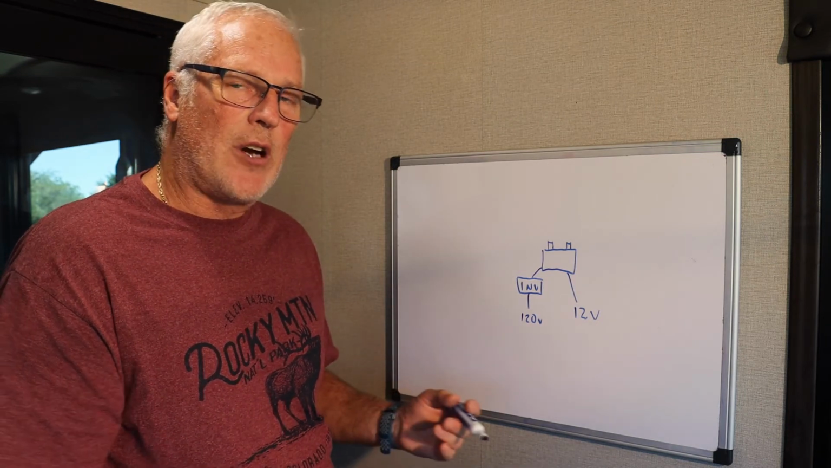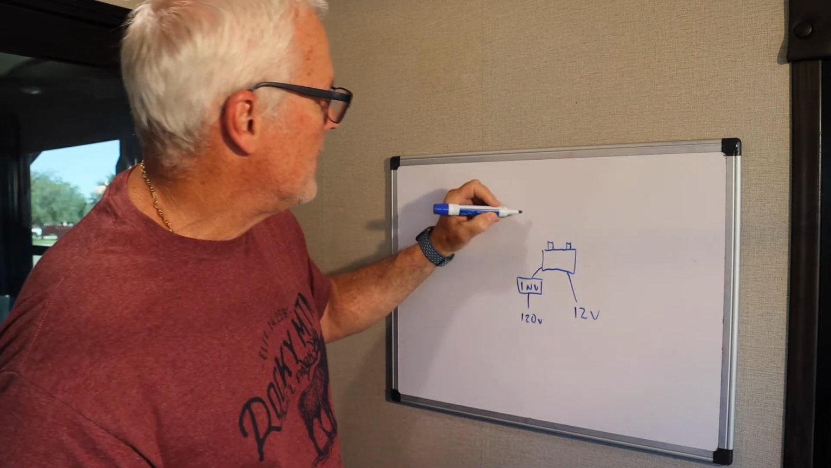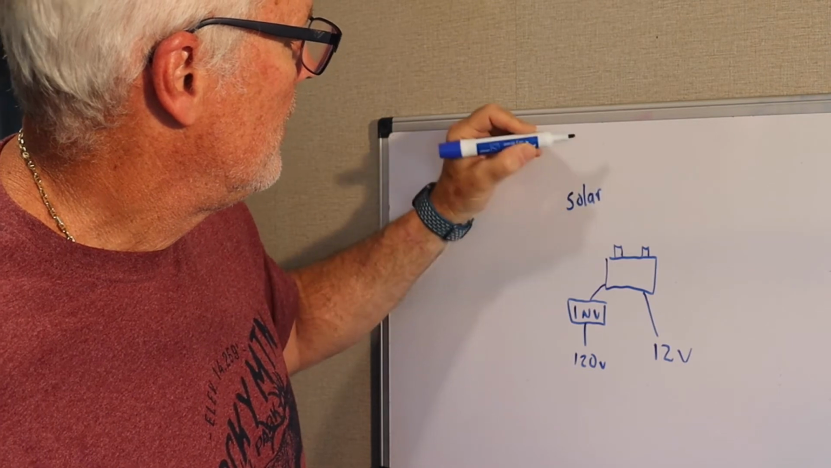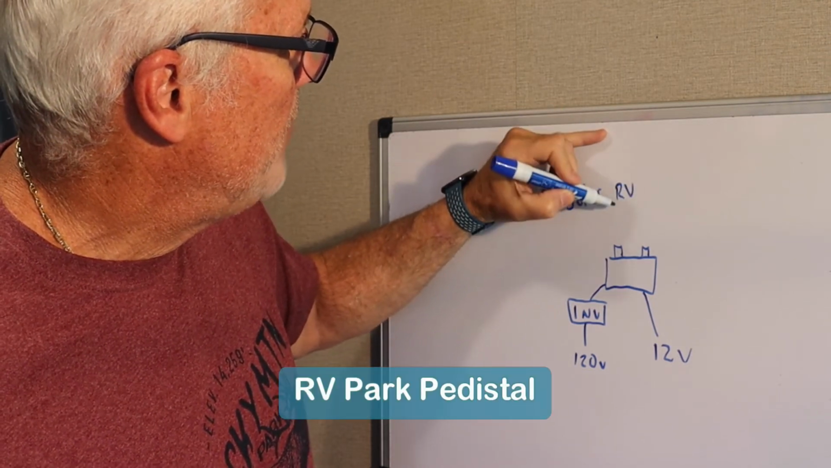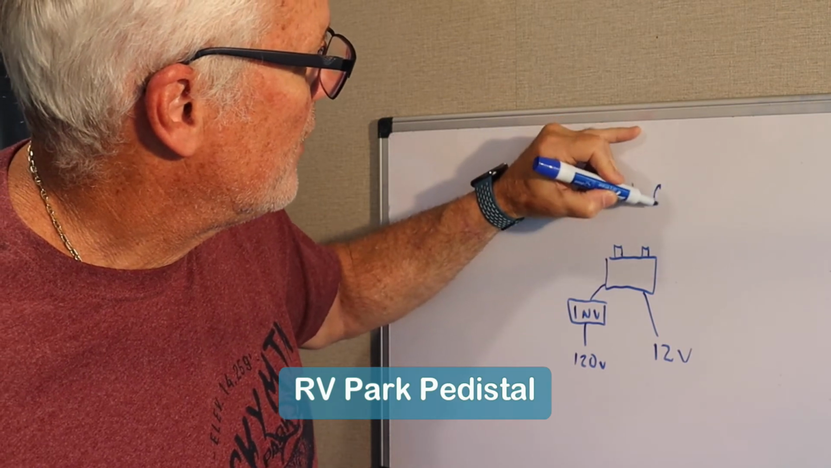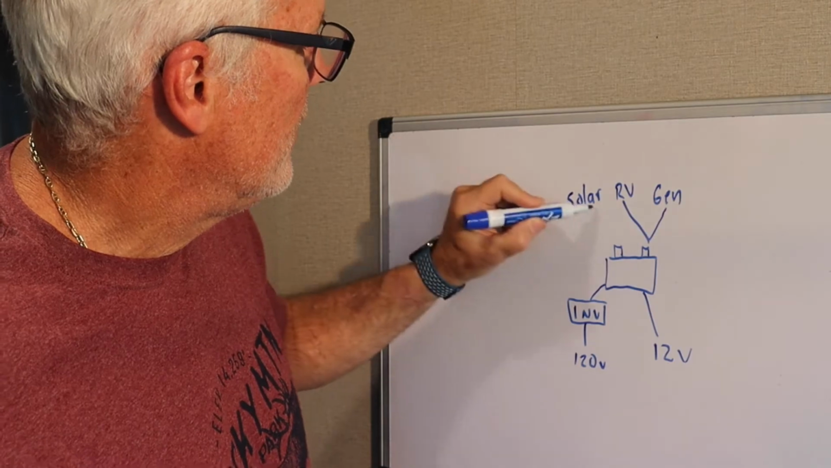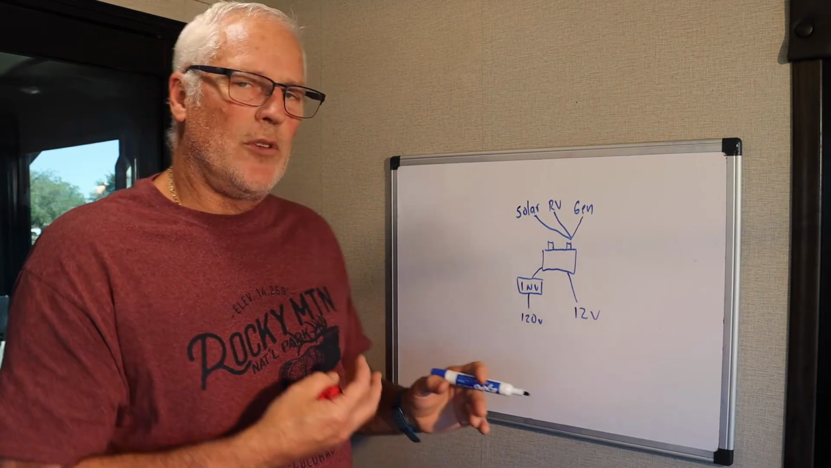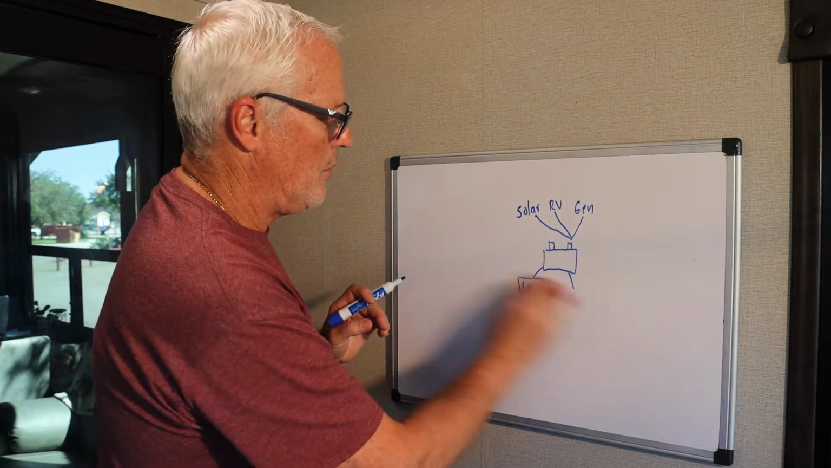How do we recharge our battery? How do we charge the battery back up? We have three ways of doing that. We have solar. We have the RV pedestal, and we also have a generator. So all three of these can be used to recharge your battery. So those are some of the options you have available to you.